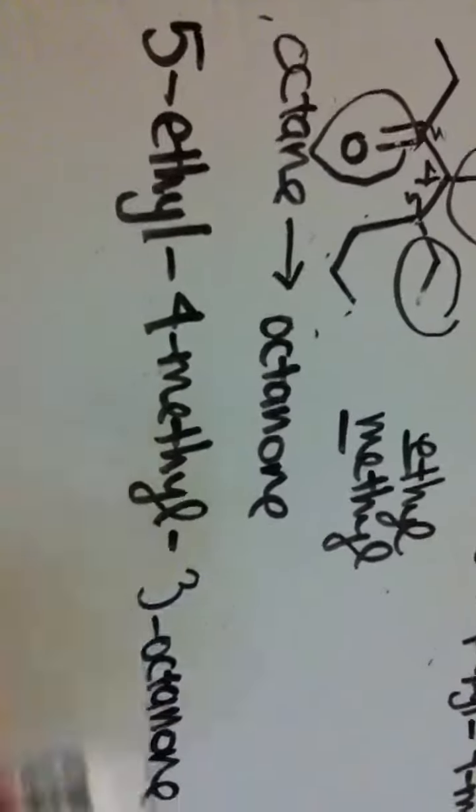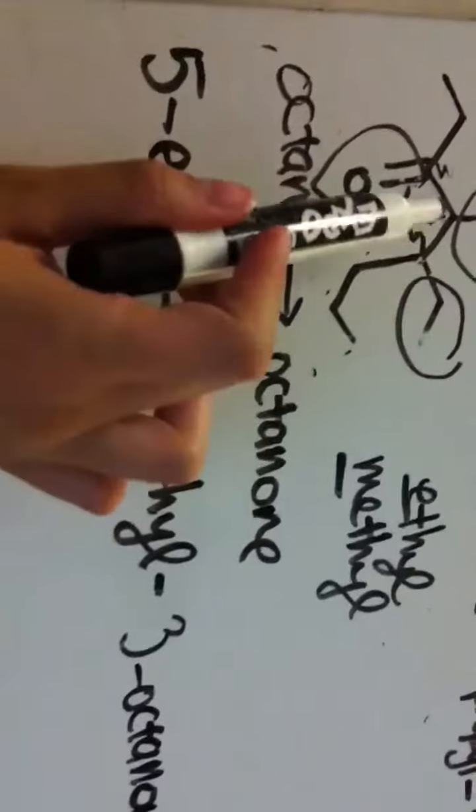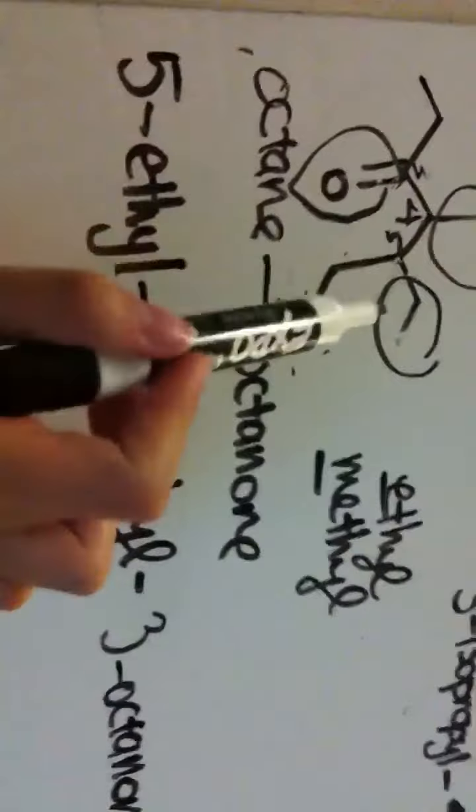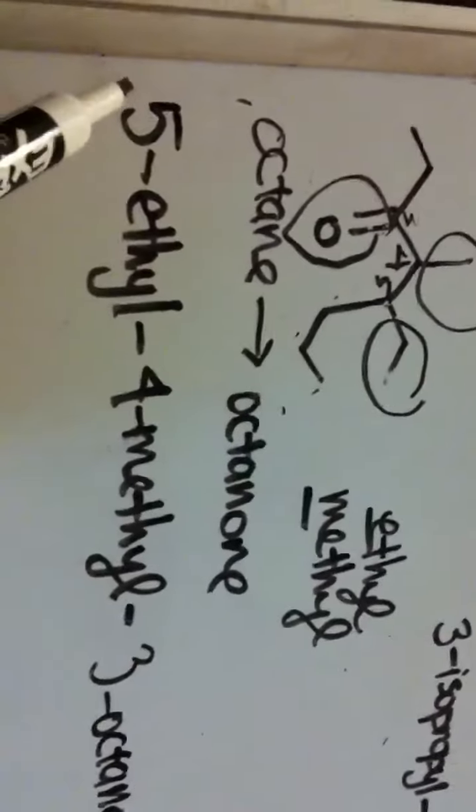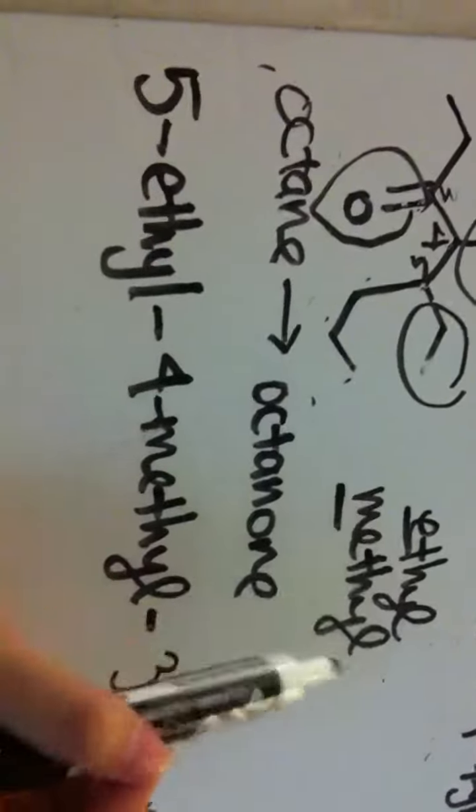I'm so sorry, I forgot about the carbonyl group. So it's going to be 5-ethyl-4-methyl, and then 3-octanone. So that makes sense. The carbonyl group is at the 3 carbon, the methyl group is at the 4, and the ethyl group is at the 5. And you put the ethyl before the methyl because E comes before M alphabetically.